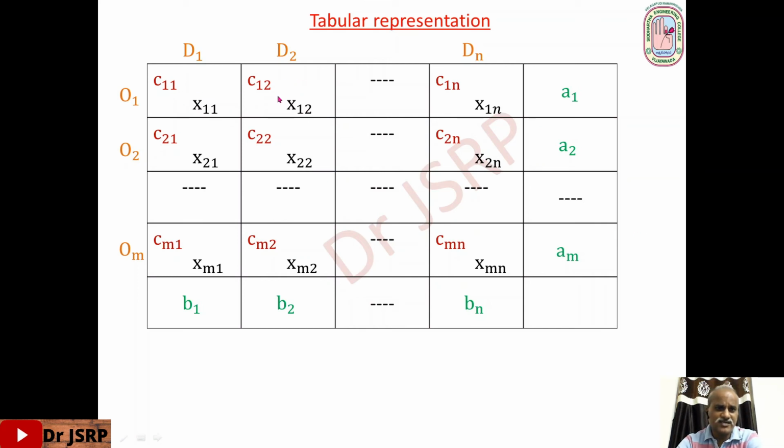And these entries are called cells. This is 1, 1 cell, first row, first column. This is 1, 2 cell, first row, second column. Okay. So these are called cells in the transportation table. Okay. So this is the tabular representation of the problem.